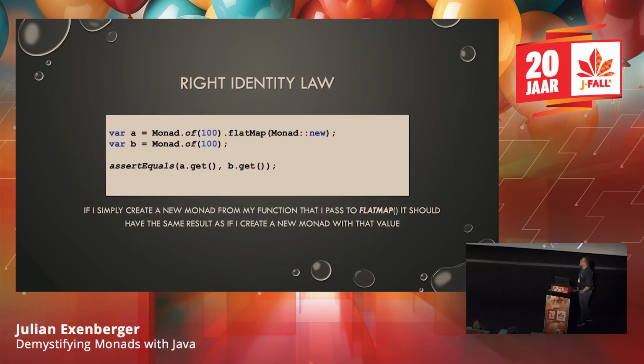Second law, right identity law. Okay. This is very simple. It simply says that if I were to create a new monad inside my flat map without doing any transformation, the result would be the same as if I had just created the monad directly. Okay, so you can see here I've got monad A, which calls flat map, creates a new instance of that monad for A, and then for B, I simply create that monad of 100, and then they got the same result.